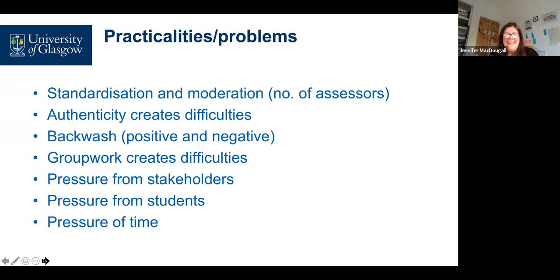The authenticity creates difficulties. For example, our group interviews, we have potentially between 6 and 8 students in a room at the same time, 3 on each side, 3 as interviewers, 3 as interviewees. And of course, what you really want to do is to have 2 assessors in the room at the same time, but this can be problematic because of timetabling and numbers, and trying to get something like this takes a lot of work to assess. So the authenticity itself creates problems.